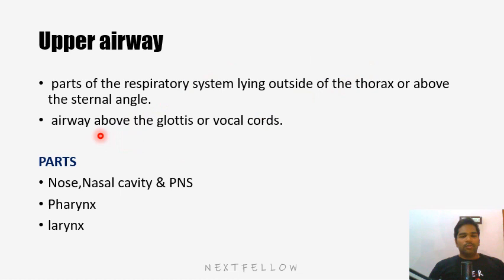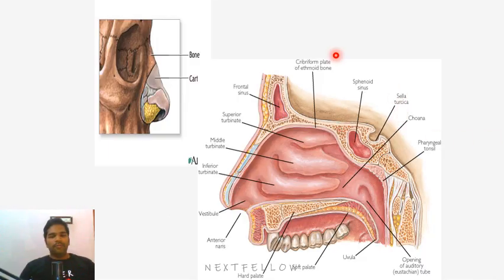Upper airway: the parts of the respiratory system lying outside the thorax or above the sternal angle, the airway above the glottis or vocal cords. We already know these things. So the parts are the nose, nasal cavity and paranasal sinuses, pharynx and larynx. First we will see the nasal cavity.